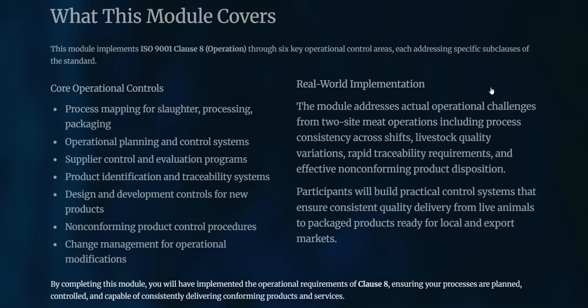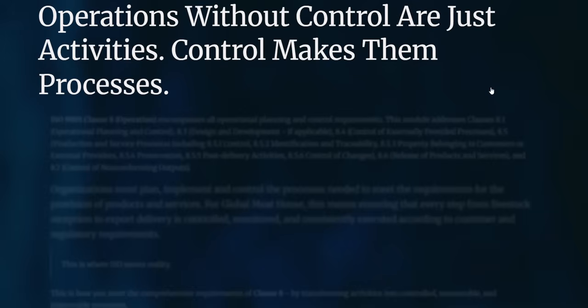By completing this module, we will have implemented the operational requirement of Clause 8. That means we will meet all the requirements. We will ensure our processes are planned, controlled, and capable of consistently delivering conforming products and services. Now, operating without control are just activities. Control makes them processes. And this is the core message that we should always know.